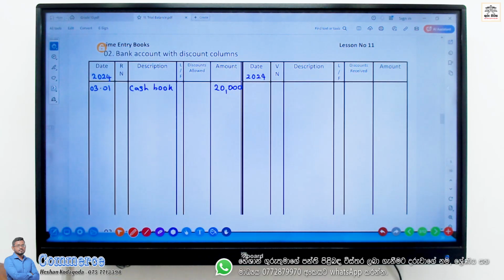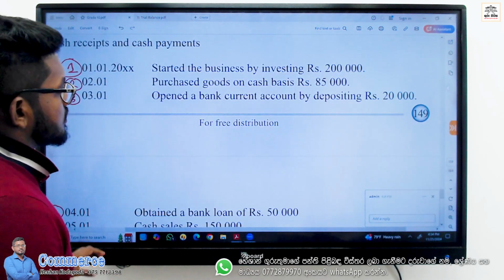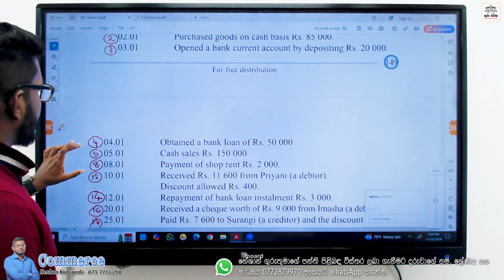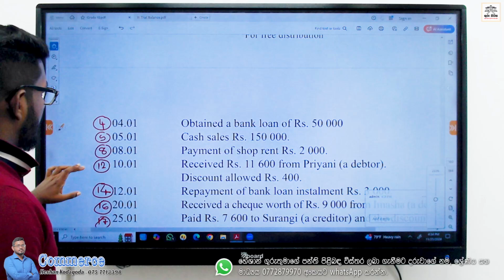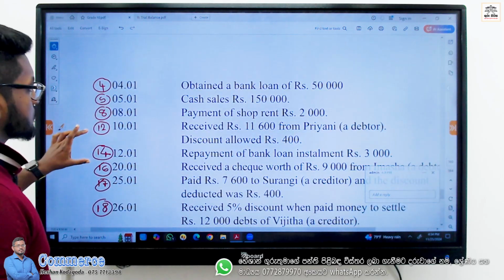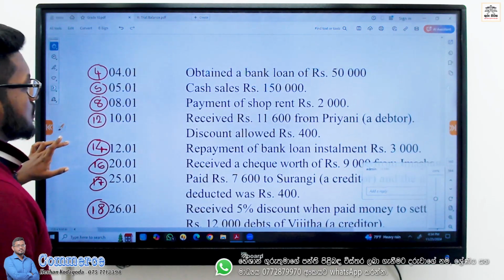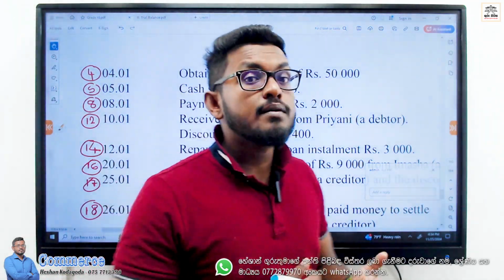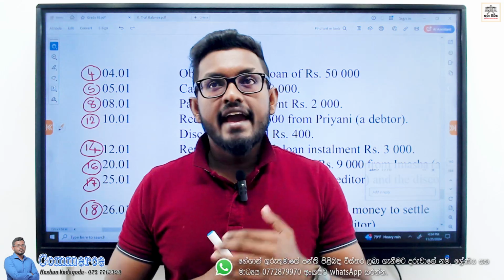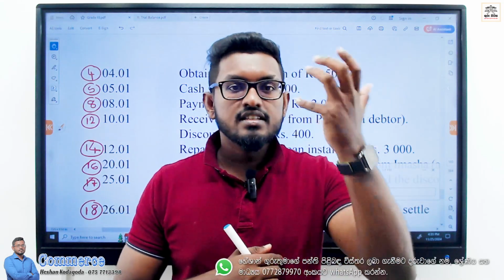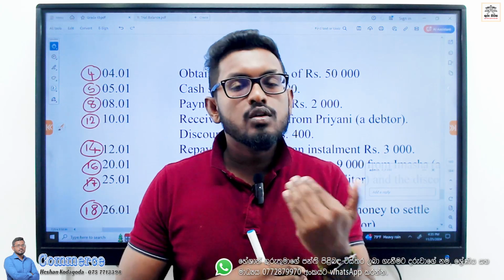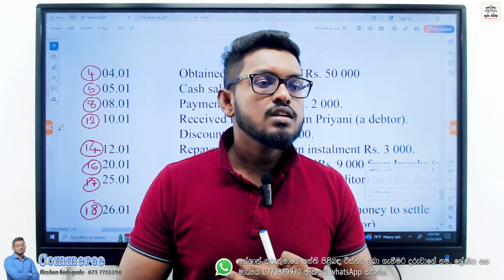Right. Now let's go to the other one. Number 4, according to our order. Our number 4 is this one. Obtain bank loan 50,000. Obtain a bank loan means, what is the double entry? Cash book debit by cash asset. Bank loan is a liability. When the bank loan liability increases, bank loan account credit.